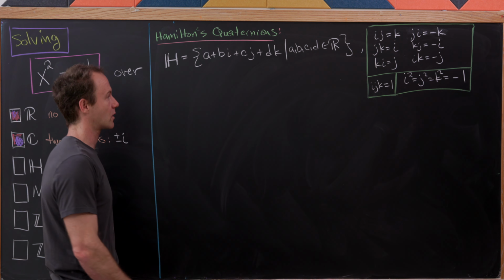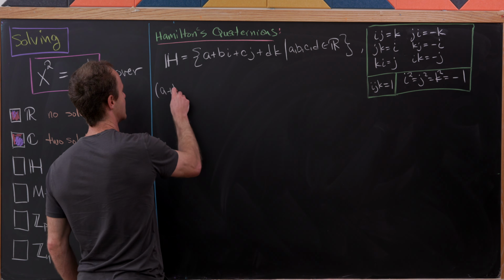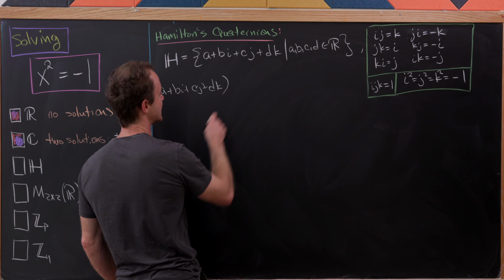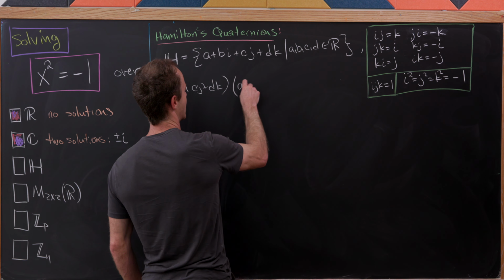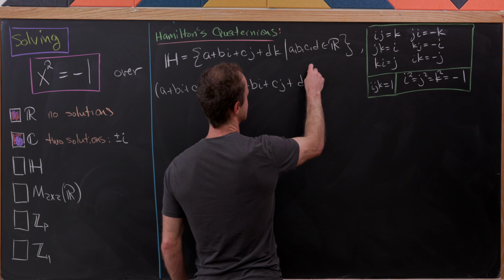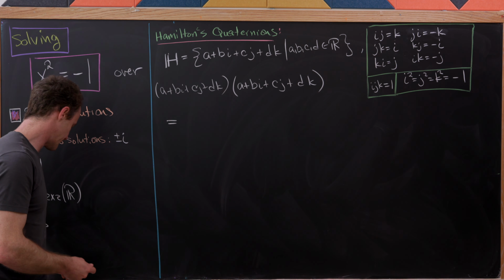But can we find more? Let's look for an arbitrary solution like this: a + bi + cj + dk, and we need to square it. So let's put another copy as well: a, bi, cj, and dk. Let's multiply this out to see what we get. There are lots of terms to hit. There are 16 total multiplications to do.